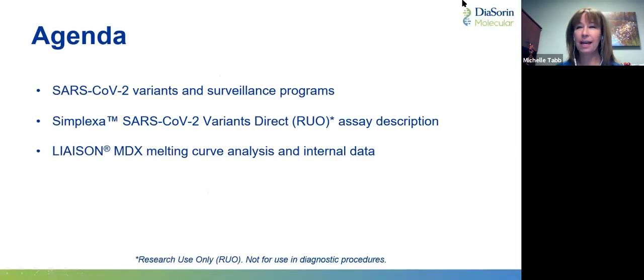Here we go. Okay, so today we'll talk about SARS-CoV-2 variants and also surveillance programs, including some general information about what is a variant and why we want to test for them. And then I'll give you an introduction to the product itself, the Simplexa SARS-CoV-2 variants direct assay. And then we'll look into melting curve analysis on our LIAISON MDX. And I'll be able to share with you some of the internal data that we have from testing clinical specimens so far.